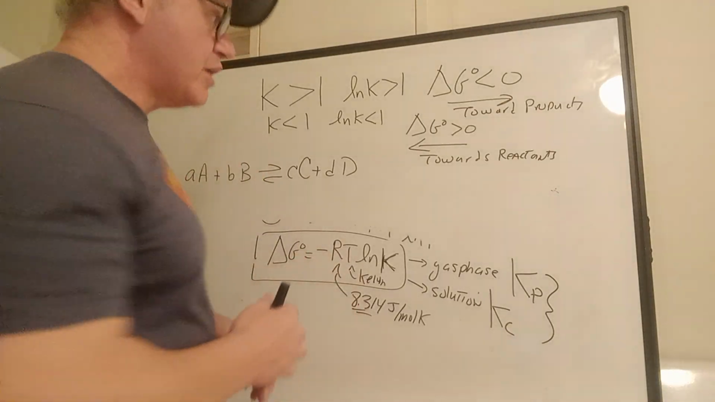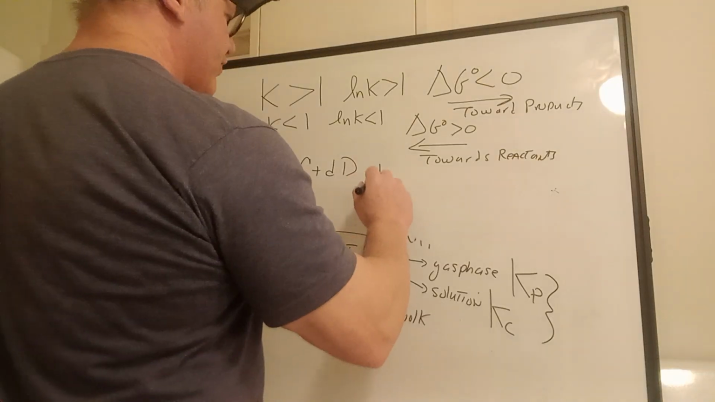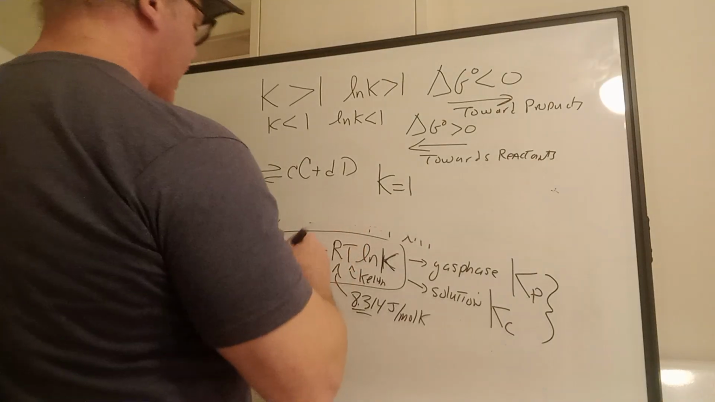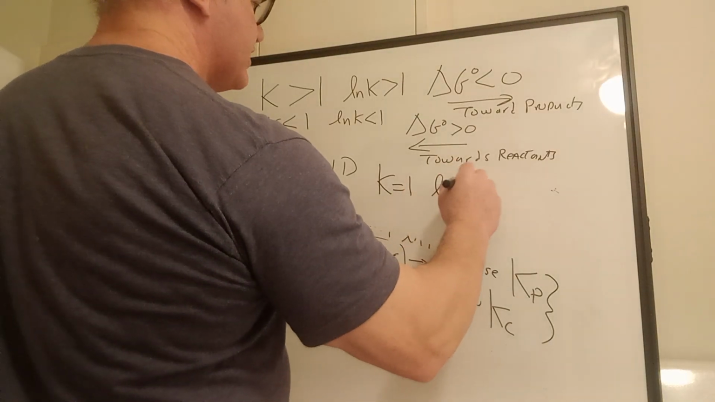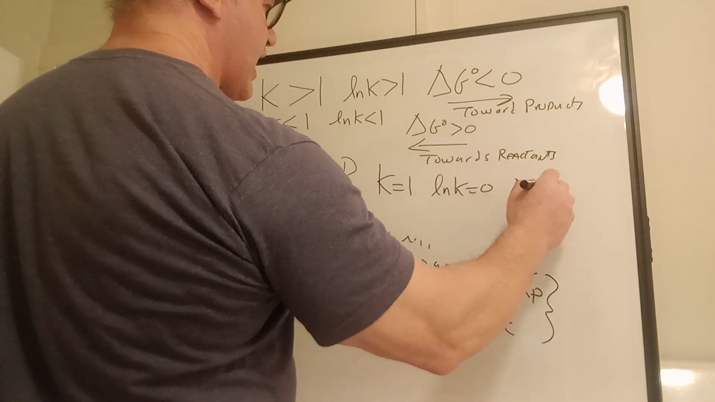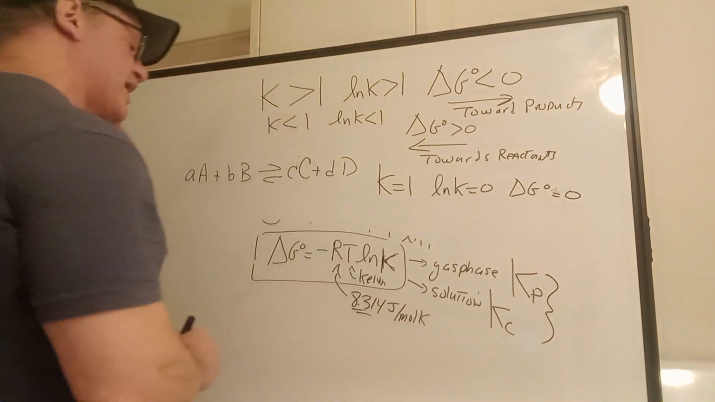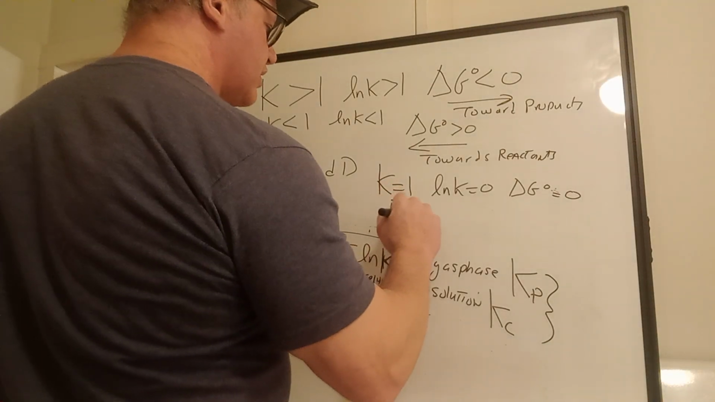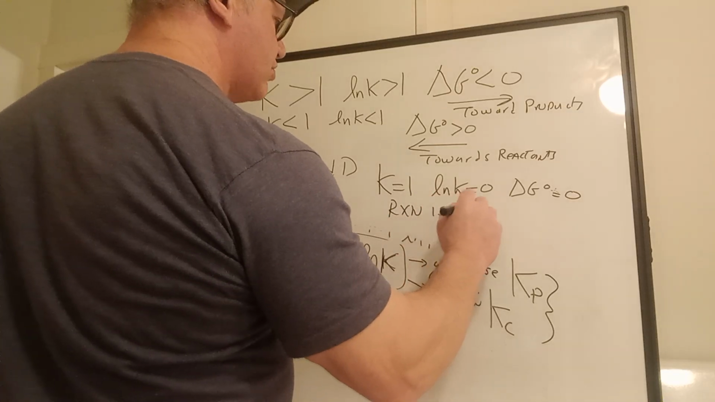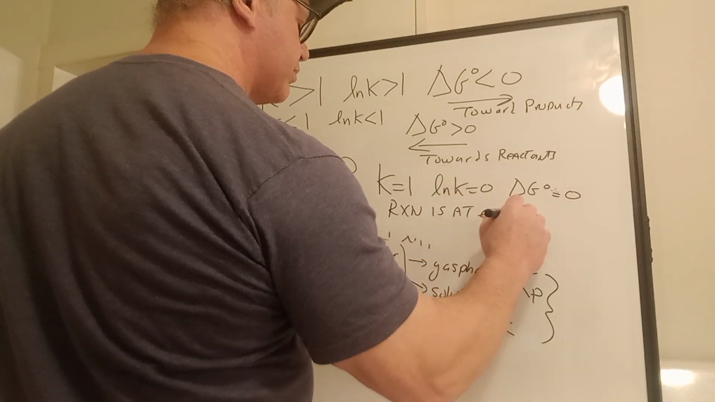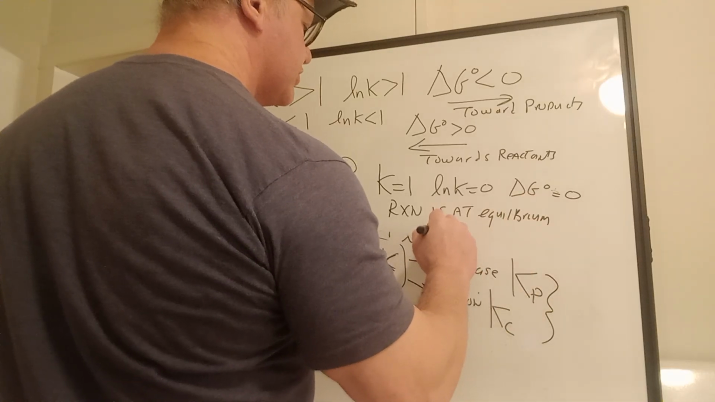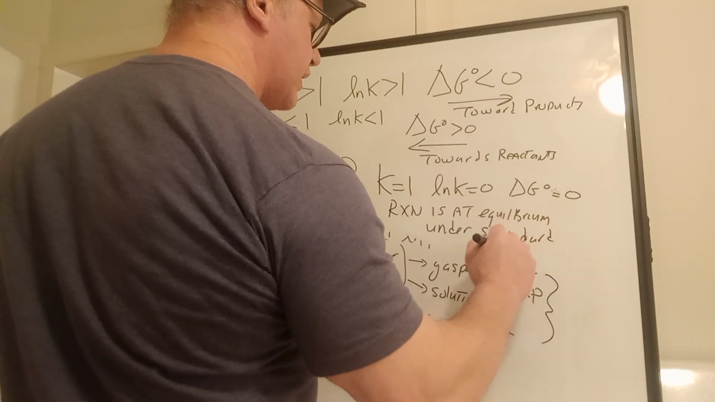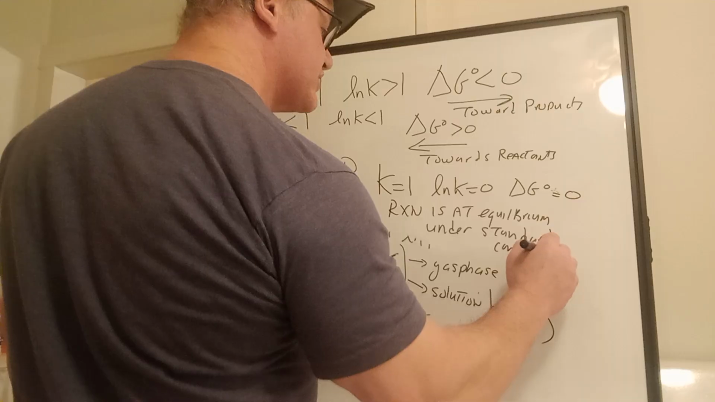So then there's the third case, which is actually kind of trivial, which is K is equal to 1, and that means ln of K is 0, and that means delta G naught is 0. The interpretation of that is that the reaction is at equilibrium under the standard state conditions. I put that in for completeness.